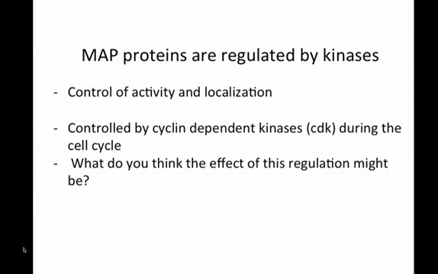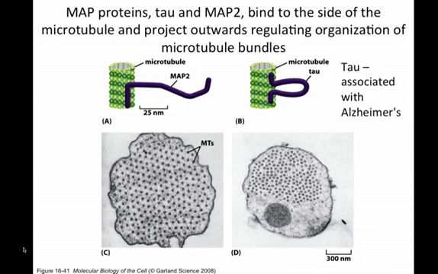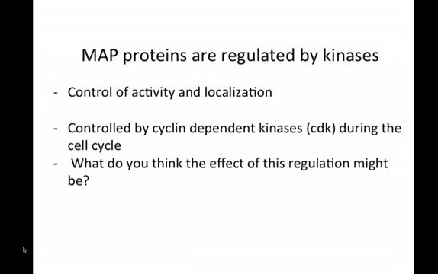So an example is that CDKs, which we're going to learn about in the next unit, cyclin-dependent kinases. These are kinases that regulate the cell cycle, right? Well, a lot of MAP proteins are regulated by CDKs. Kind of makes sense because I've only shown you these two, which have to do with spacing and organization, but also MAP proteins are involved in stabilizing and destabilizing microtubules.